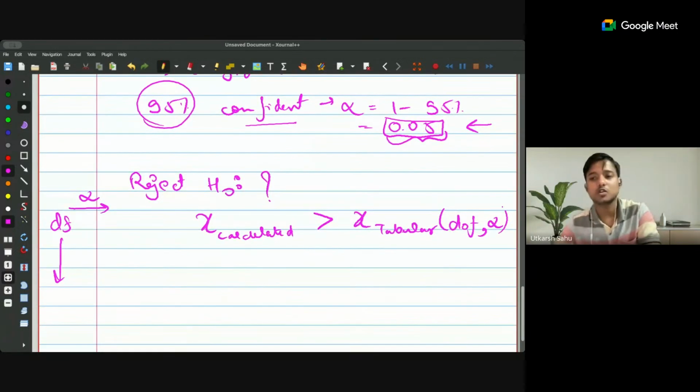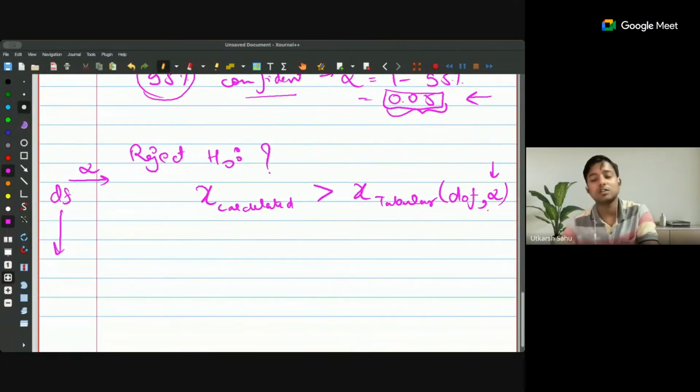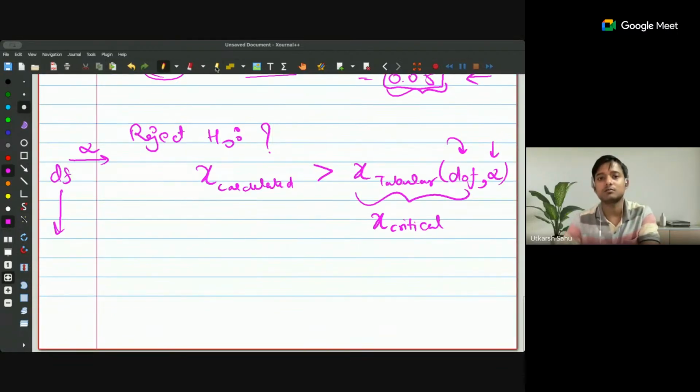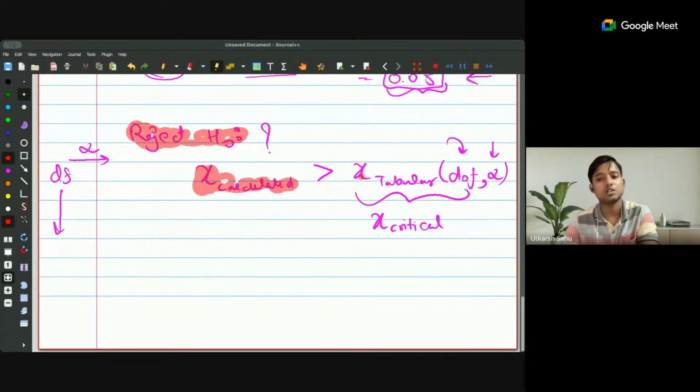So you should know what to search. Alpha value they will give, degree of freedom you will be calculating. Sometimes this is also written as chi-square critical. So this is the main thing, remember this one. When to reject the null hypothesis? When your calculated chi-square value is greater than the tabulated value at a certain degree of freedom.